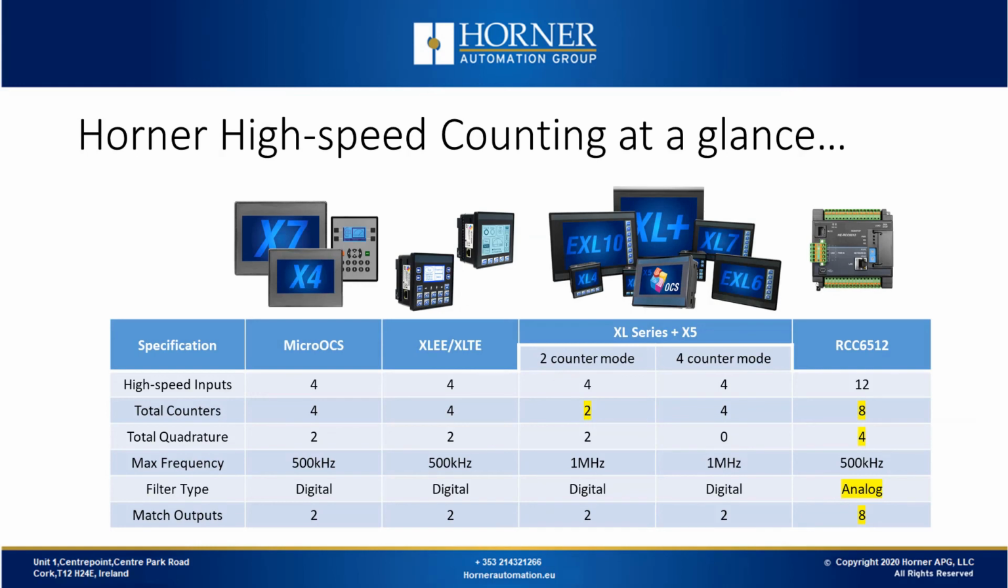Here you can see what the high-speed counting capability of our products is. I've highlighted the areas where there's some differentiation. While the XL series has a very powerful high-speed counter built in to counter mode, it only supports a total of 2 counters. If you need 4 counters, you need to make a firmware change or update. The RCC 6512 can support a total of 8 counters. It has analog filtering instead of digital filtering, and it has 8 match outputs. It also supports up to 4 quadrature inputs.